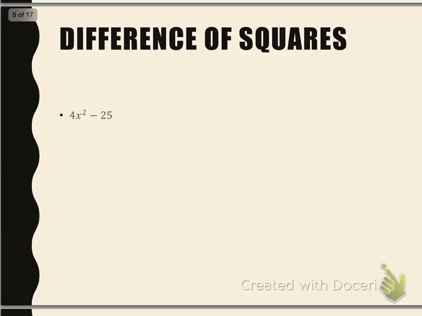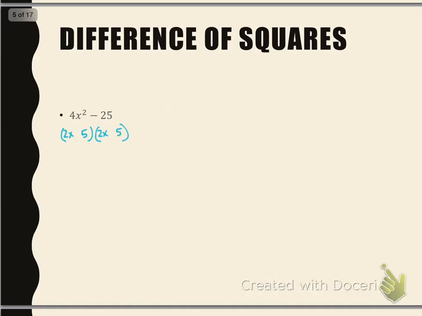Okay, difference of squares. So if you look, 4 and 25 are both squares. The term that's missing is my middle term, so the 0x. So what number multiplies to get me 4? That's the same. It is 2. What number multiplies to get me 25? That's the same. It is 5.